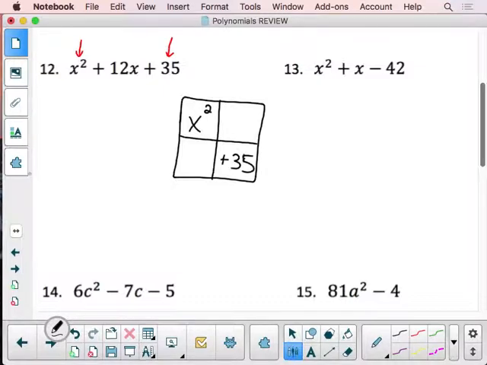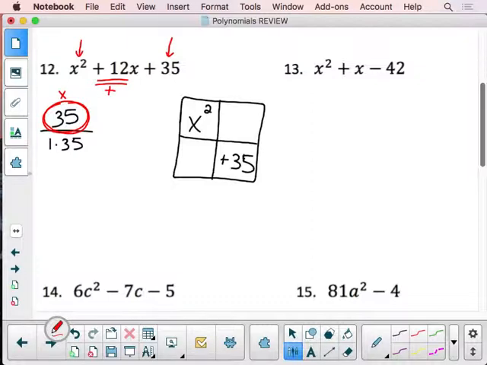Now we multiply that diagonally and we get 35x squared. Well, we're just going to take the 35. We know it's going to be an x squared. And we multiplied 1 times 35 to get that 35. Now I'll be honest, we are looking for two numbers that multiply or have a product of 35, but also a sum of +12. We're looking for them to multiply to give me 35, but add up to 12.